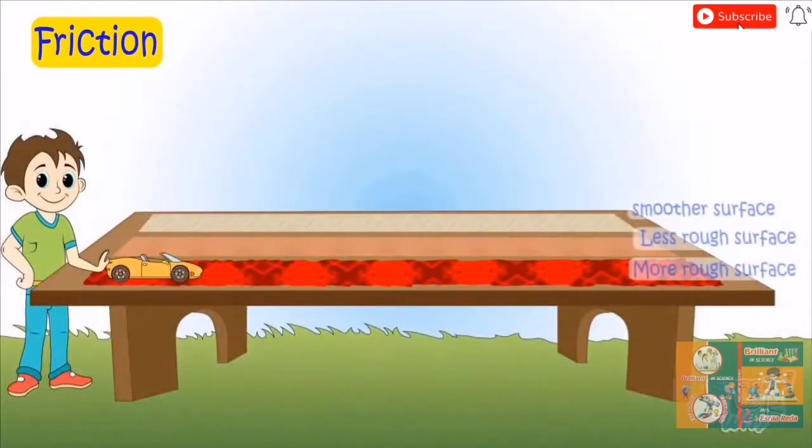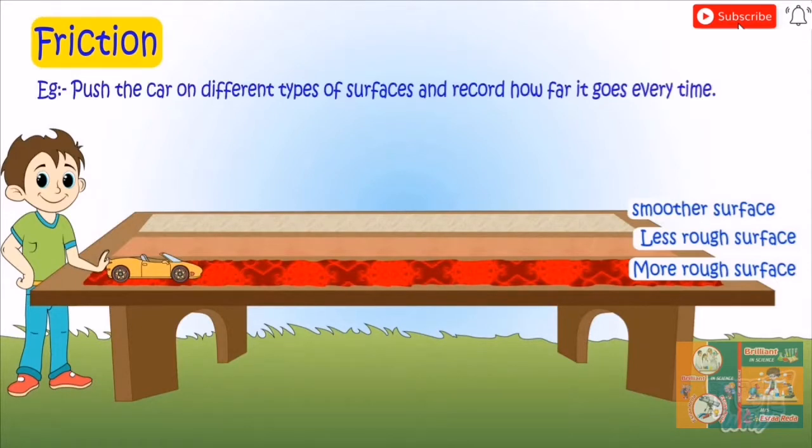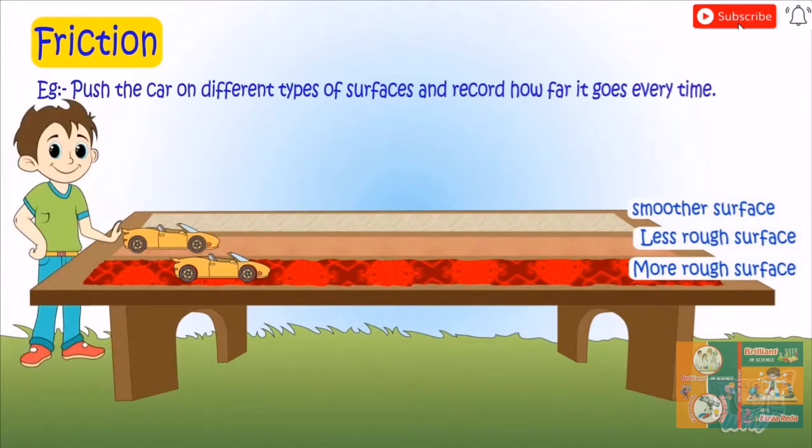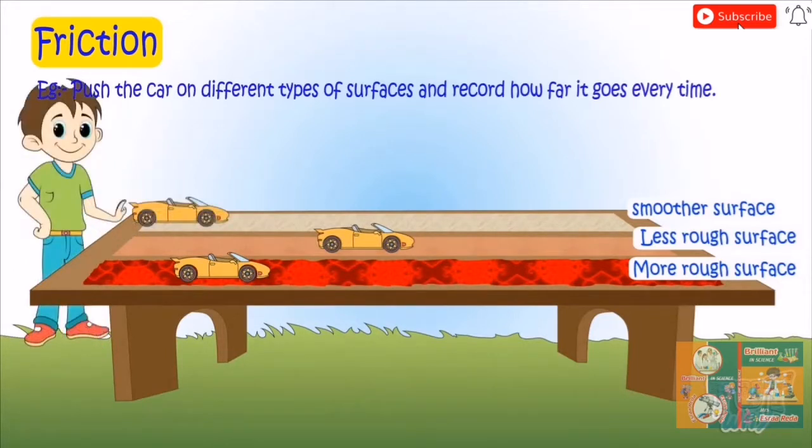Take a toy car. Push it on different types of surfaces, from rough to smooth, and see and record how far it goes every time. First, push a car on a very rough surface, like a carpet, and see how far the car goes. Now push it on a less rough surface, like a cardboard, and see how far it goes. Now push it on a very smooth surface and see how far it goes.